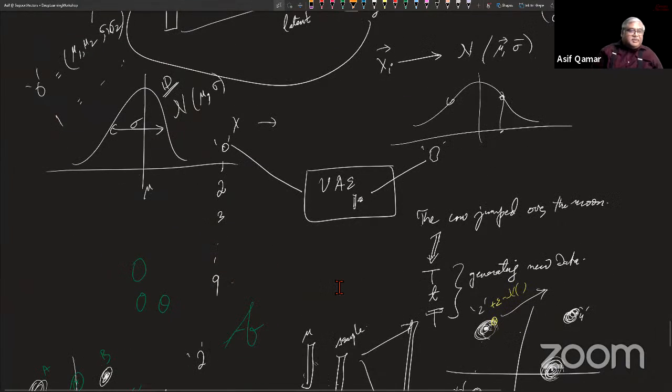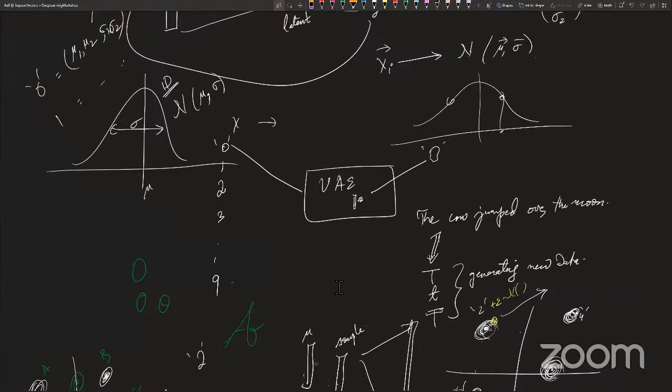Just as a recap, a bell curve is... Ask one question. Go ahead. What is the difference between KL divergence and cross entropy loss?